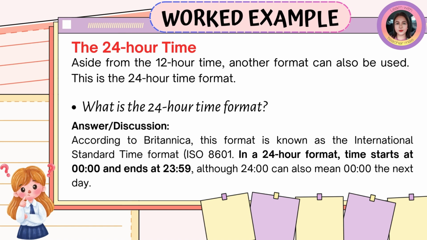According to Britannica, this format is known as the International Standard Time Format, ISO 8601. In a 24-hour format, time starts at 0000s and ends at 23:59, although 2400s can also mean 0000s the next day.